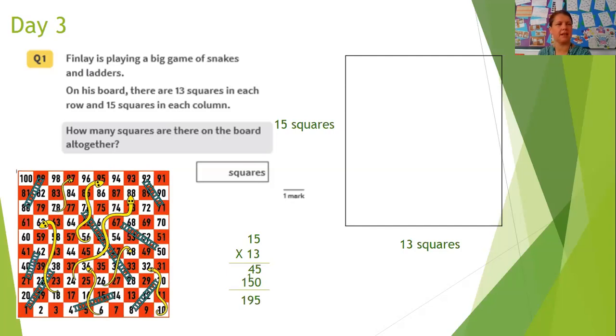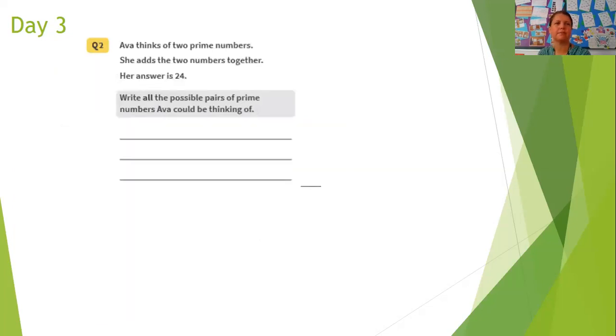And I said earlier that I expected it to be bigger than 100 because I'm multiplying 2 numbers that are bigger than 10 together. I'm happy with that. 195 squares on his snakes and ladders board.